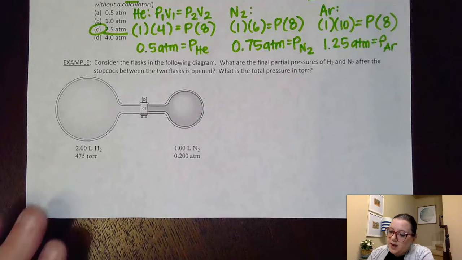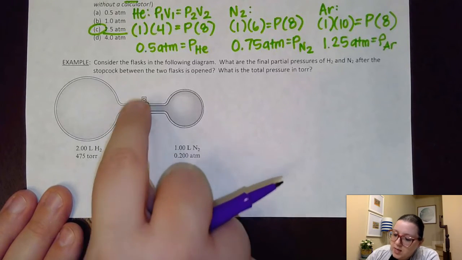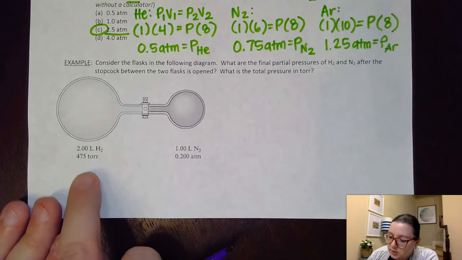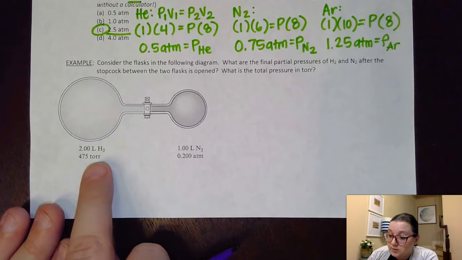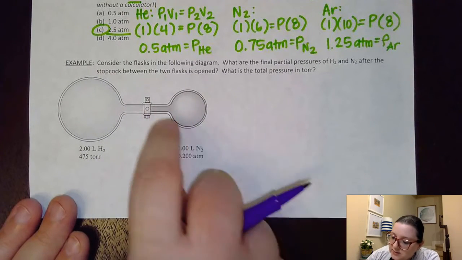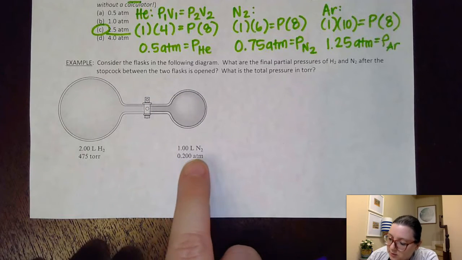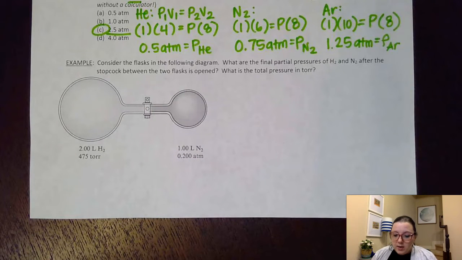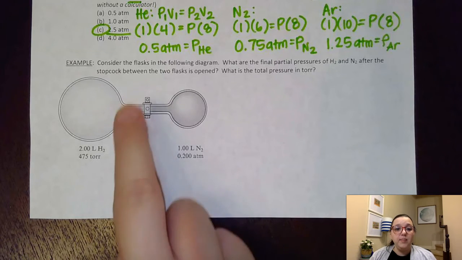They are saying that, hey, right now this is closed. And with it closed, this side of the container is 2 liters and 475 torr of H2. This side of the container is 1 liter and 2.0 atmospheres for the N2. And what we're going to do is open this valve.